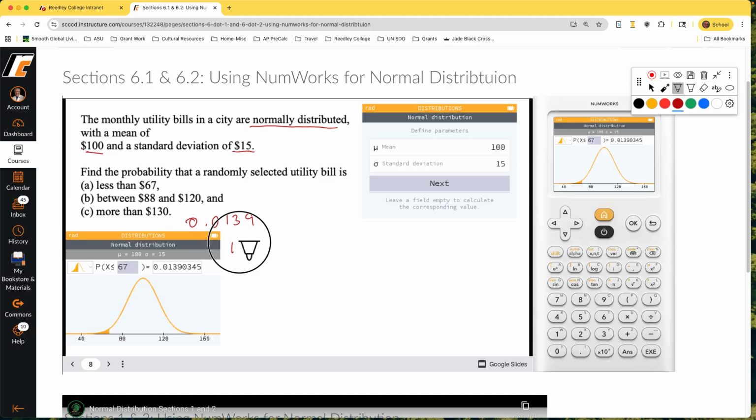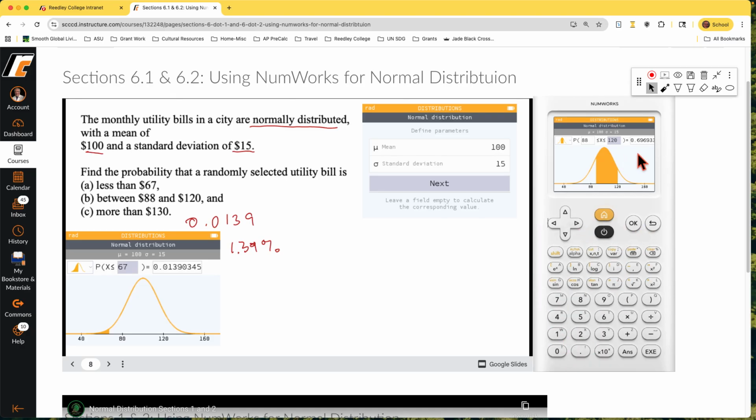0.0139, or not 13.9, 1.39%. And while we're here, we don't have to do too much more, but to get between 88 and 120, we just go get the between tool, and we enter exactly 88 and 120.